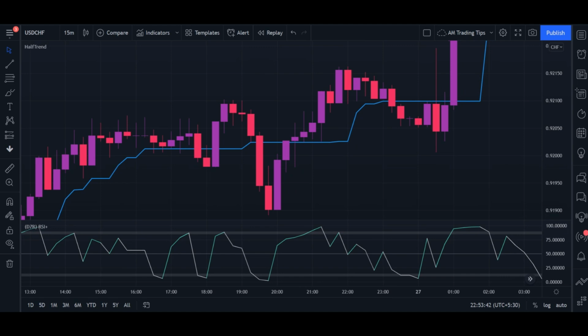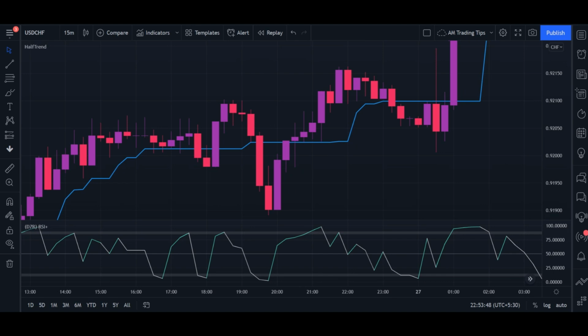Here is a buying setup. Here we see that the Half Trend indicator is blue. Hence we will look at buying opportunities only. Therefore we wait for the RSI to drop below 10. Here the RSI drops below 10. So this candle becomes our trigger candle. To enter the buy trade, we will place a buy order above the high of the trigger candle.